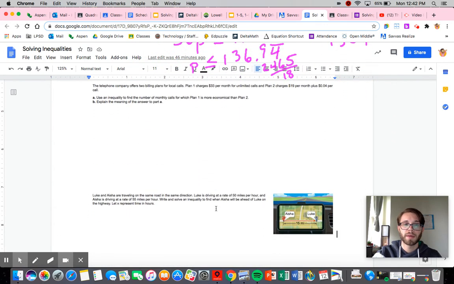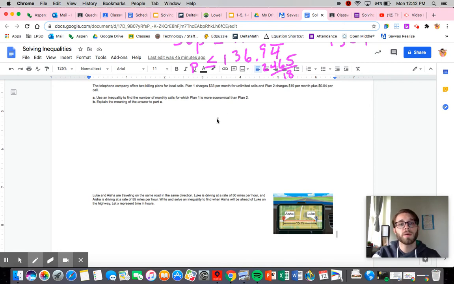So now we're dealing with a situation where we're comparing things. How lovely. Plan 1 charges $33 per month for unlimited phone calls. Plan 2 charges $19 per month plus 4 cents per call. Okay, so this first one, we're just dealing with a flat rate of $33 each month. And then on the other side, we have $19 per month as a flat rate plus 0.04 per call.